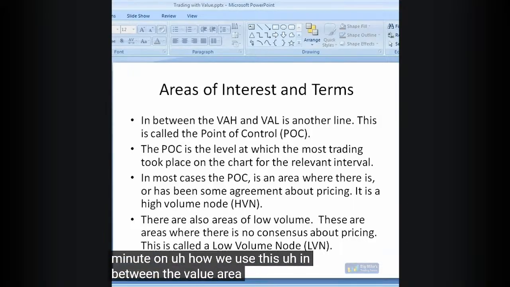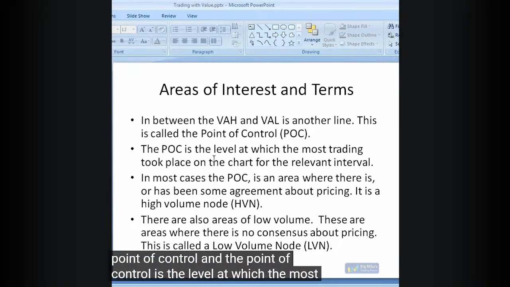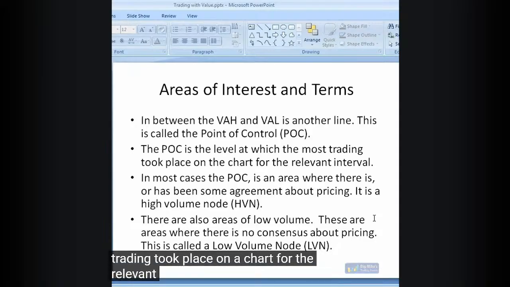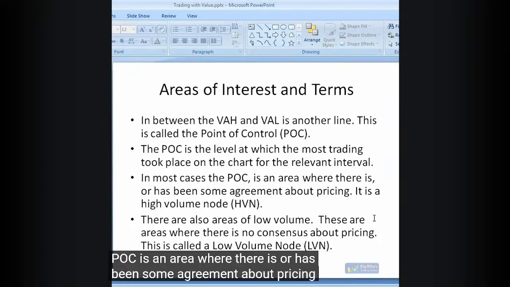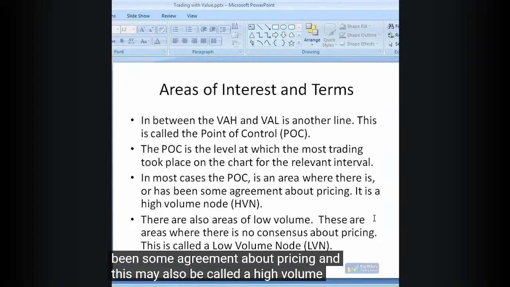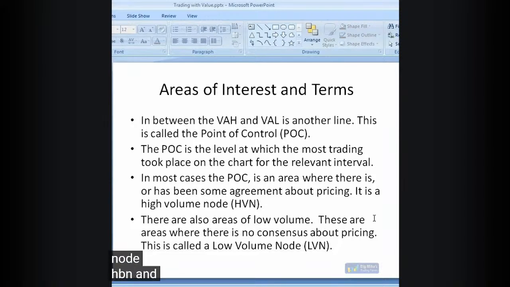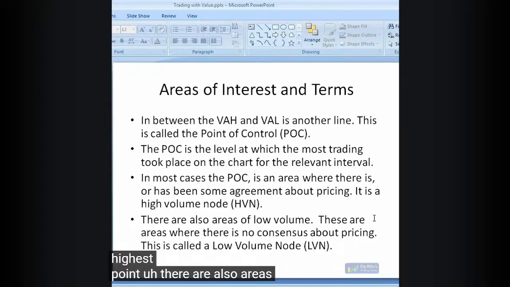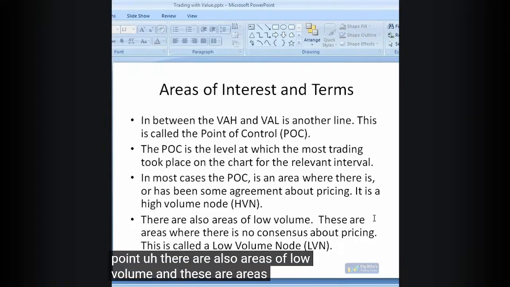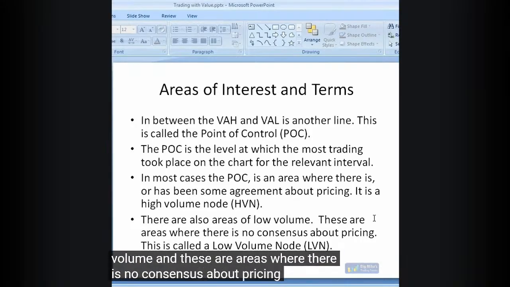In between the value area high and value area low is another line called the point of control. The point of control is the level at which the most trading took place on a chart for the relevant interval. In most cases, the POC is an area where there is or has been some agreement about pricing. This may also be called a high volume node, HVN, which just means that's the highest point. There are also areas of low volume, and these are areas where there is no consensus about pricing. This may be called a low volume node.